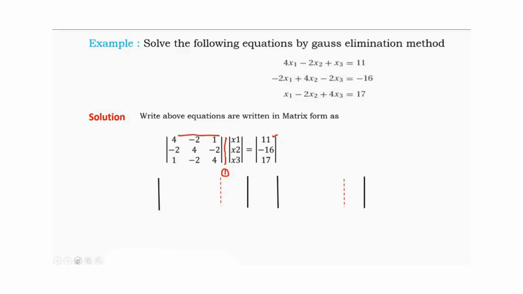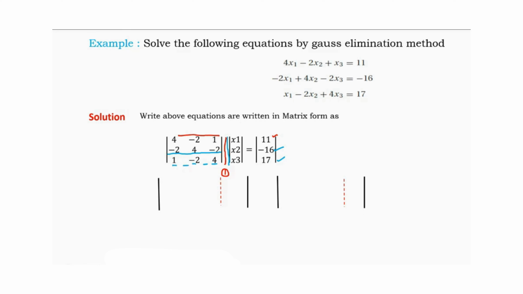Similarly, for the second equation, this is important. This row is multiplied: minus 2 into x1, plus 4 into x2, minus 2 into x3. See, minus 2x1 plus 4x2 minus 2x3 is equal to minus 16. Likewise, similarly, the third equation: 1 into x1 minus 2 into x2, plus 4 into x3 is equal to 17.